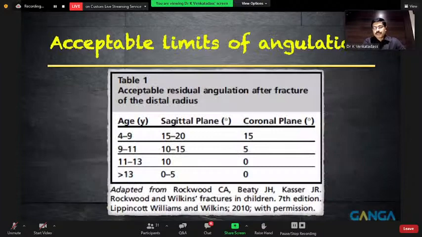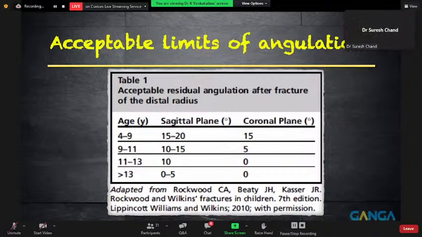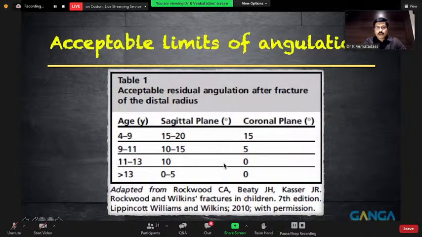These are acceptable limits of angulation, from Rockwood and Wilkins. As you can see, for various age groups, there are various angles described in the sagittal plane and coronal plane. If you take the lower values for girls and higher values for the boys, these are general guidelines and need not be followed strictly. As I showed, the previous patient was 14 years, and I personally tend to accept a little bit more angulation than what is recommended here. I tend to accept up to 20 degrees of angulation in the sagittal plane.